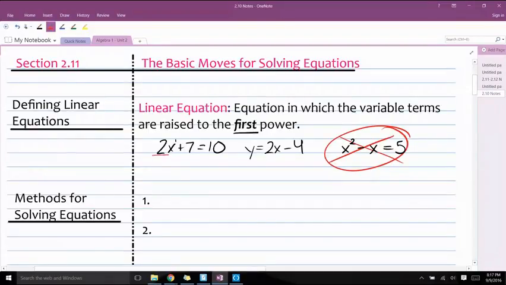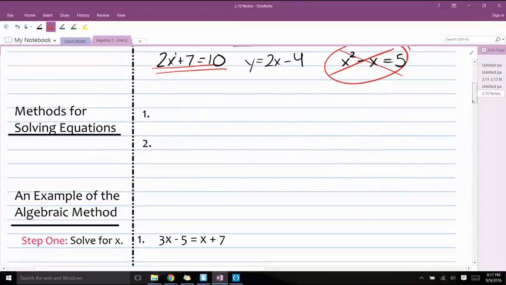But what we're going to focus on in this lesson is solving linear equations like the first one. We've already talked about some ways to solve some linear equations. One method that we've used is backtracking.